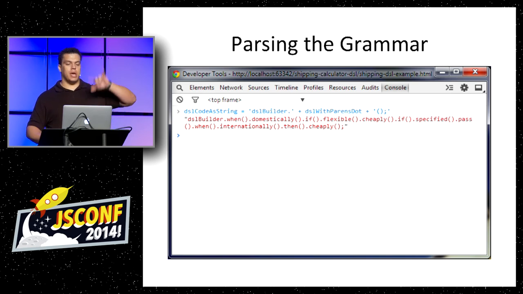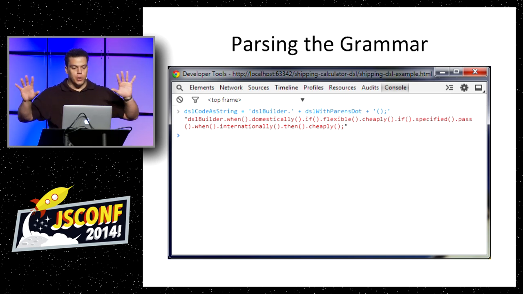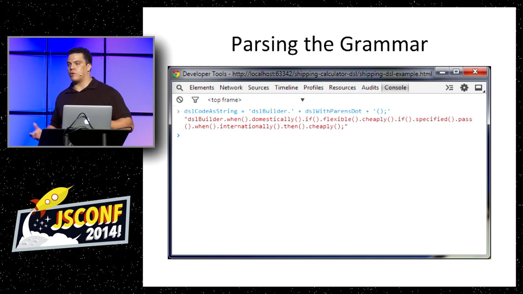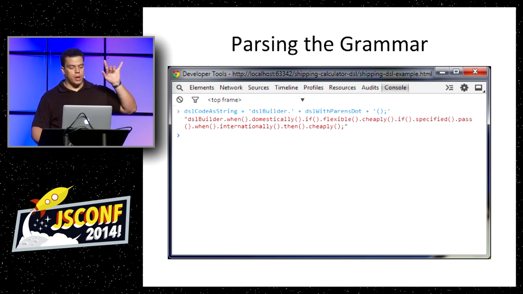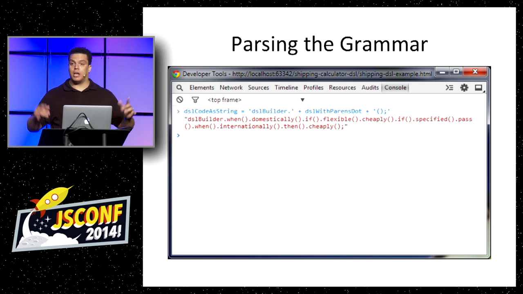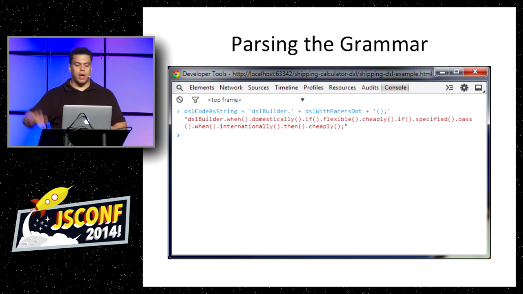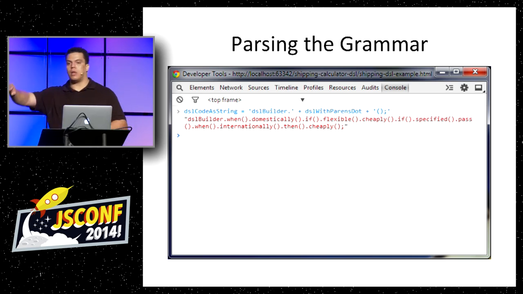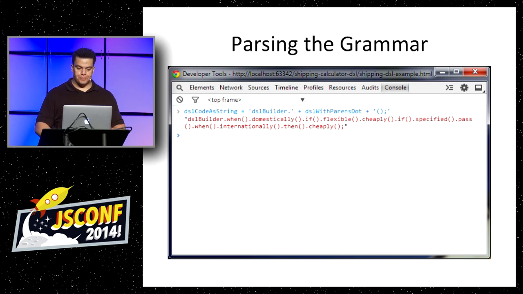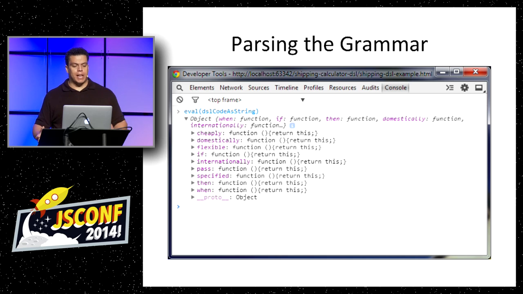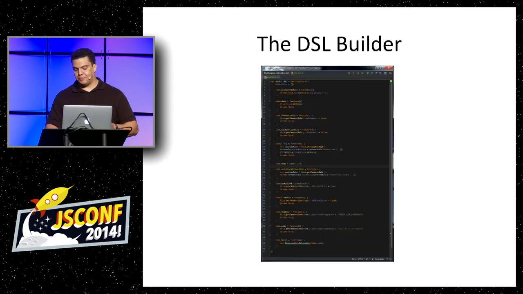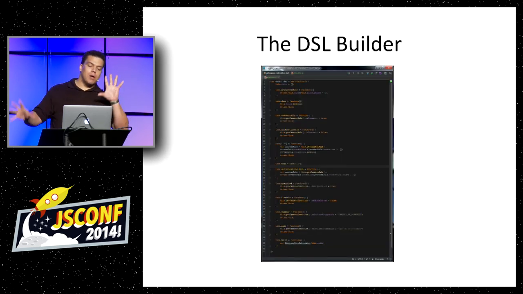So now what I do is, to create the DSL code that's going to get executed and going to configure our domain model, I'm going to preface it, I'm going to concatenate DSL builder dot with the parens in the middle, with the parens on the end. And then I'm just going to eval it. And when, of course, I eval it, I end up with my builder object. So now let's look at the builder object.